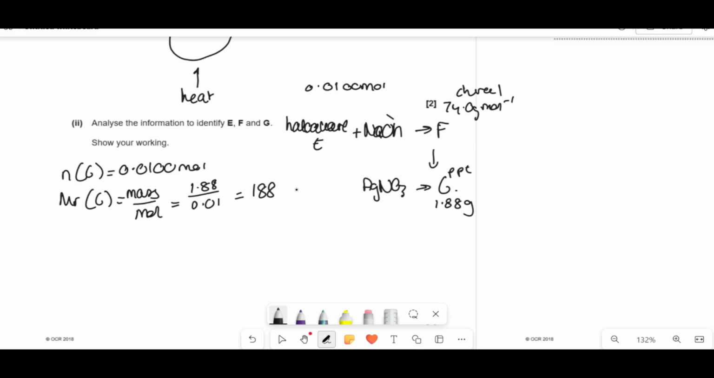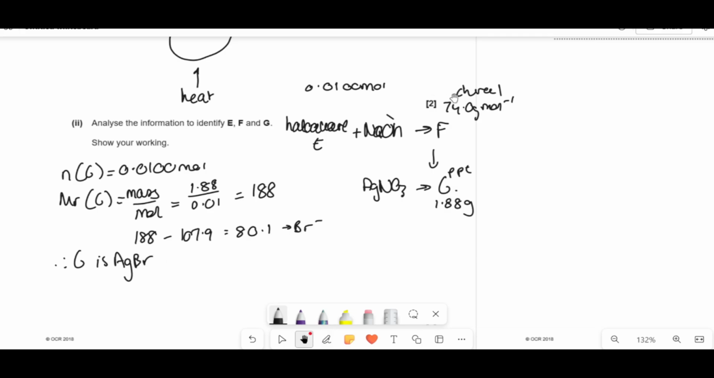So that's its MR. Now we know that this is going to be silver plus something because we're adding AgNO3 and getting a precipitate, so it's going to be a silver halide. Then I can work out what the halide is. If I do 188 minus the MR of silver, which is 107.9, we end up getting 80.1. If I look at my periodic table, that is Br minus. So we know that G is AgBr, right?